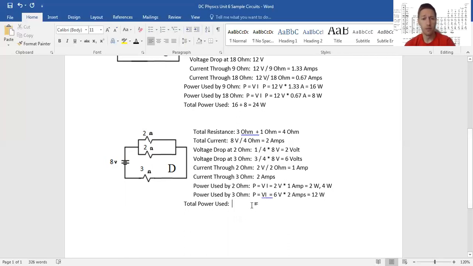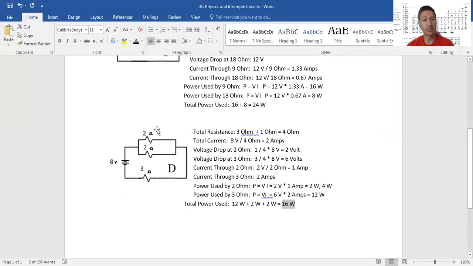For the total power used here, we have 12 watts being used by the 3 ohm resistor, plus 2 watts being used by one of the 2 ohm resistors, and 2 watts being used by the other. That gets us a total of 16 watts. Again, we could have solved this initially to find the total power by just saying, well, we have 8 volts, and we have 2 amps coming through the circuit, so 8 times 2, 16 watts total.